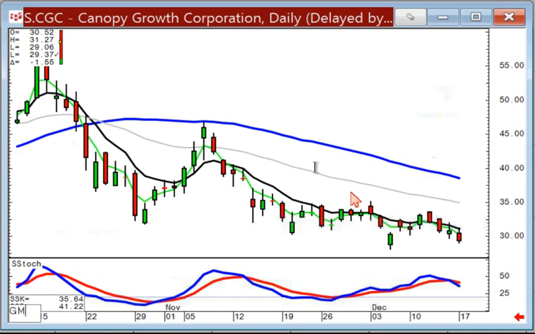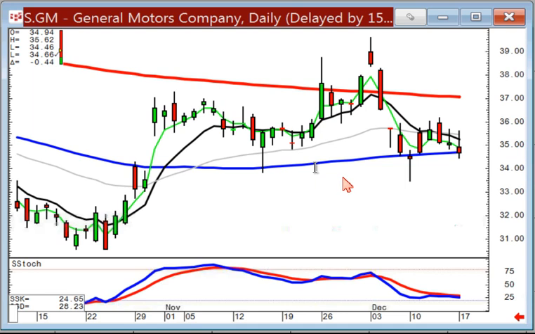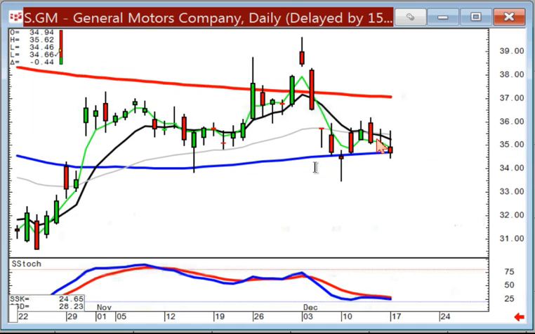GM, nothing there either. You're sitting on a support level. You don't have any direction to this one. If this breaks down tomorrow, you can be going short if it doesn't support here at the 50.